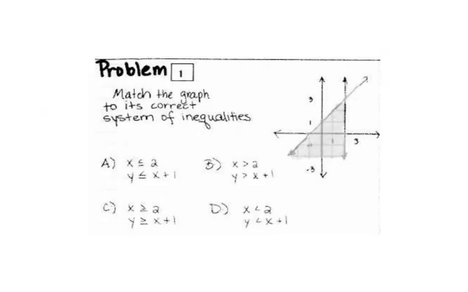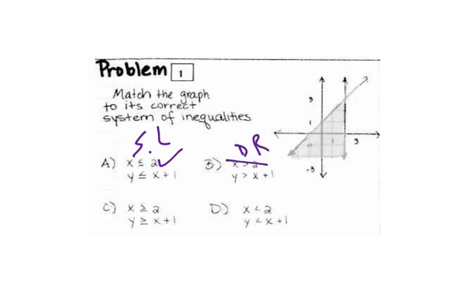Match the graph to its correct system of inequalities. X is less than or equal to 2. That's going to be solid, and it's going to shade to the left. So come over here. Is this solid and shaded to the left? Yes. Greater than 2 would have been dashed and shaded to the right, so no.